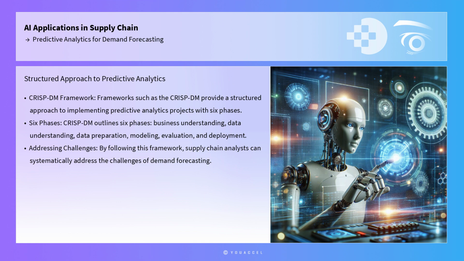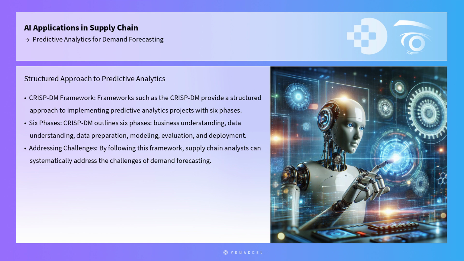In addition to these tools, frameworks such as the CRISP-DM provide a structured approach to implementing predictive analytics projects. CRISP-DM outlines 6 phases: business understanding, data preparation, modeling, evaluation, and deployment. By following this framework, supply chain analysts can systematically address the challenges of demand forecasting, ensuring that their predictions are both accurate and actionable.